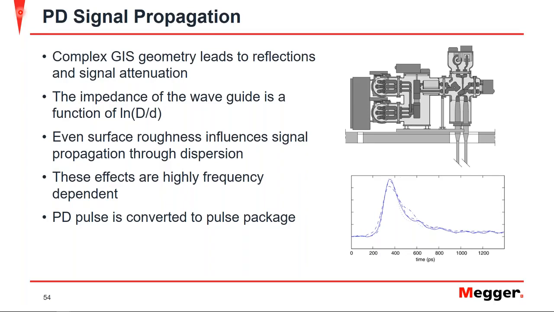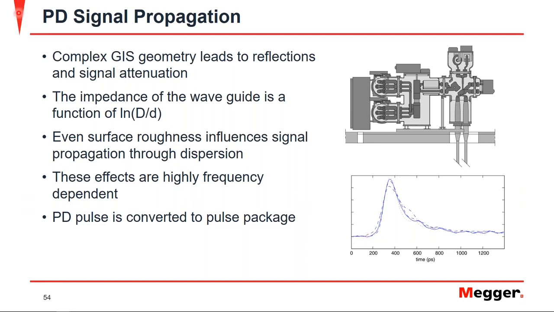Again, these effects are highly frequency dependent, and because these are very high frequencies, they affect these signals very, very much. And as an example, you have a PD pulse here. So you can see your high rise time and settling time, and this doesn't look too bad, but this is at the point of partial discharge.